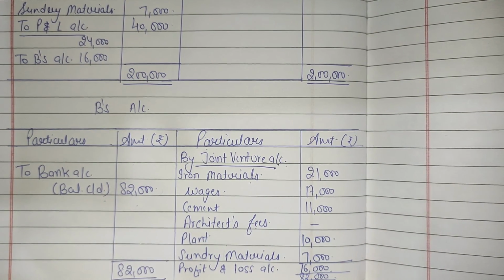So it was the question number 5 of the accounting for joint venture, and I'm going to solve the next question also in our next video.